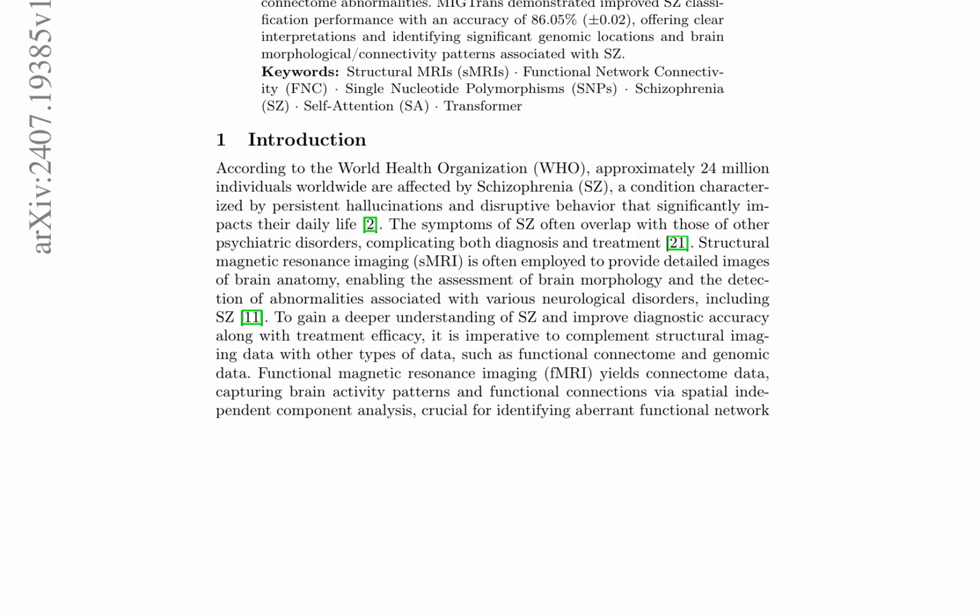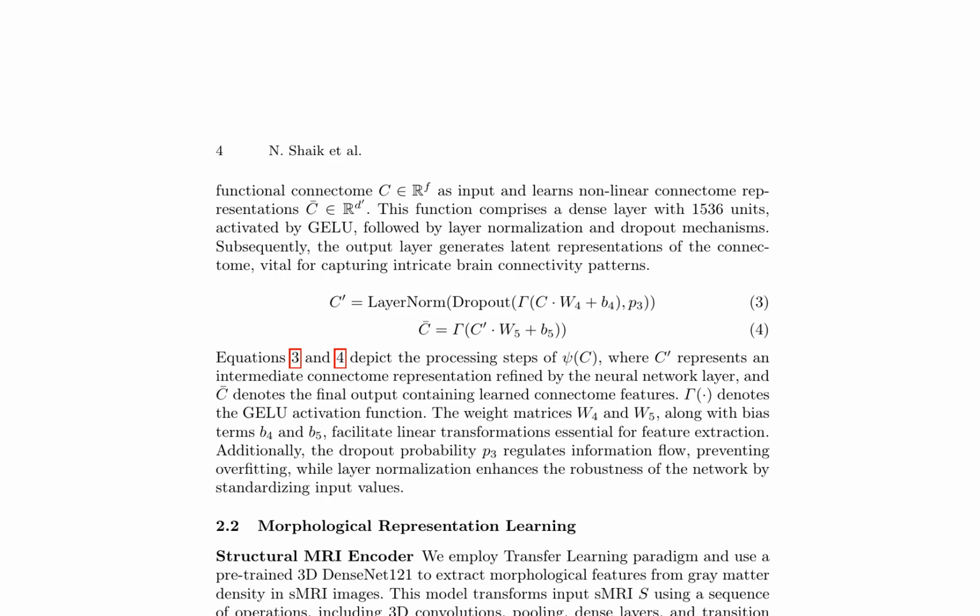The model consists of genomic and connectome encoders, a structural MRI encoder, and a fusion transformer for multimodal integration. The genomic encoder employs a neural network function to learn nonlinear genomic representations, while the connectome encoder uses another neural network function to learn nonlinear connectome representations. A pre-trained 3D DenseNet-121 is used to extract morphological features from SMRI images, which are then passed to a spatial sequence attention module for learning attention across spatial and channel dimensions.